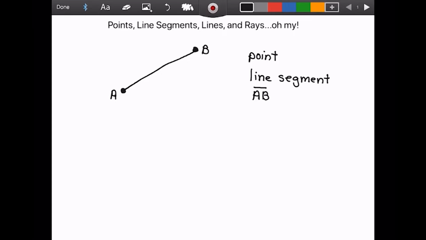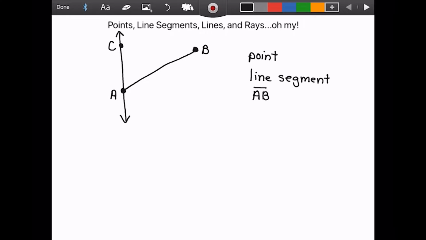Now let's draw another point. I'm going to draw this point right over here, and I'm going to label it C. And I'm going to connect A and C, but I'm going to do something a little bit different. You can do this too. You're probably going to notice that AB and AC now look a little bit different.